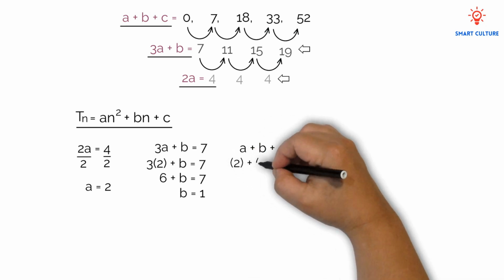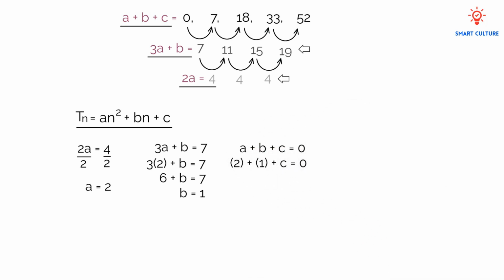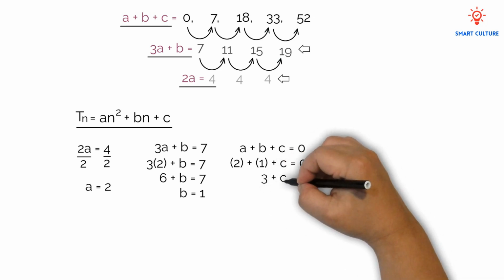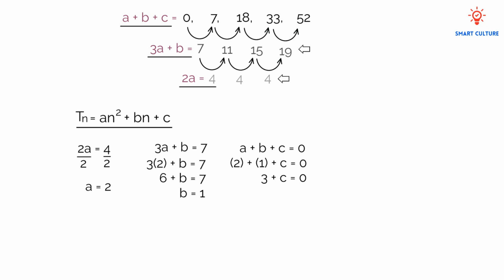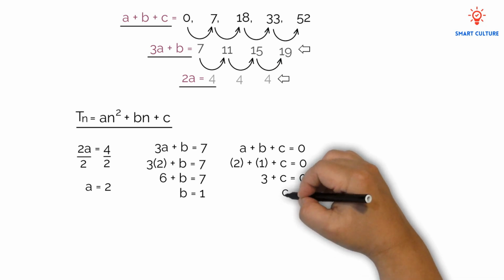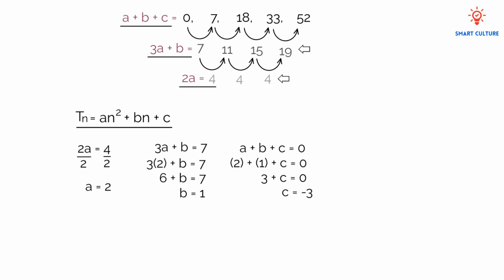We want to determine the value for c. So we have 2 plus 1 plus c is equal to 0. 2 plus 1 is 3. Then we take this 3 over to the other side. So ultimately you'll see that c is equal to negative 3. So now we have the value for a, we have the value for b, and we have the value for c. So we can just sub in these values into the formula for a quadratic sequence.